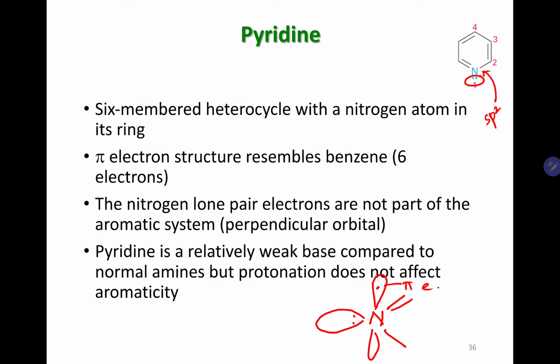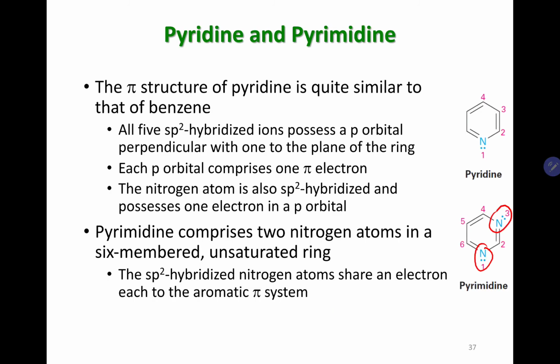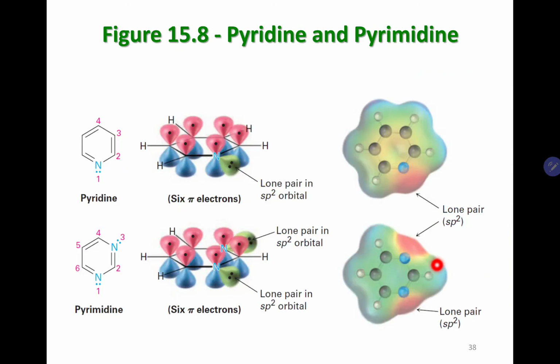Very important. So in both pyridine and pyrimidine, the lone pair is not a part of the pi electron ring. So when you are counting the pi electrons, just count the three double bonds. You have 3 double bonds multiplied by 2, you get your 6 pi electrons. Don't be the guy who's counting these 2 electrons, okay? Extremely important. And this is the orbital picture.